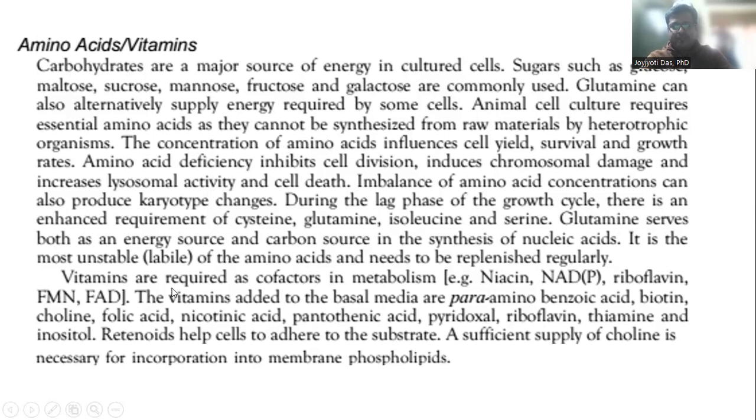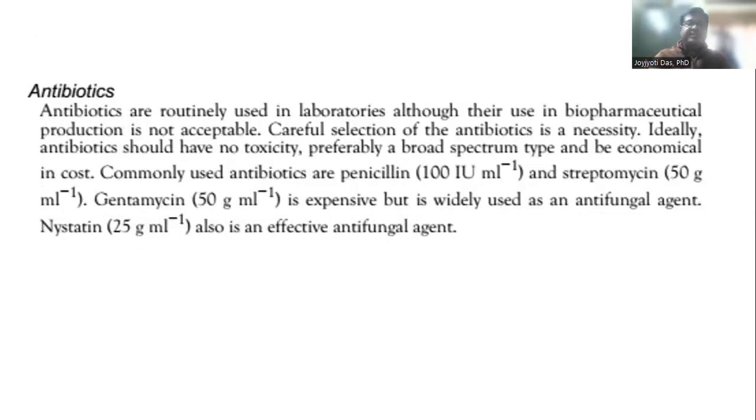Okay, and why are vitamins required? Vitamins are required as cofactors in metabolism, and we all know that vitamins are added to basal media. Some examples are para-aminobenzoic acid, biotin, choline, folic acid, nicotinic acid, pantothenic acid, etc. Sufficient supply of choline is necessary for incorporation into membrane phospholipids, because we know that choline is a very important part of the phospholipid bilayer. Okay, and so all these need to be supplied to the cells externally.